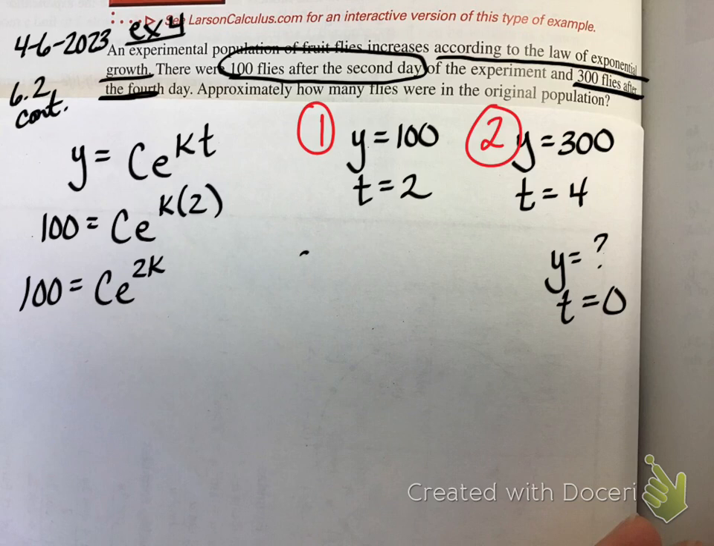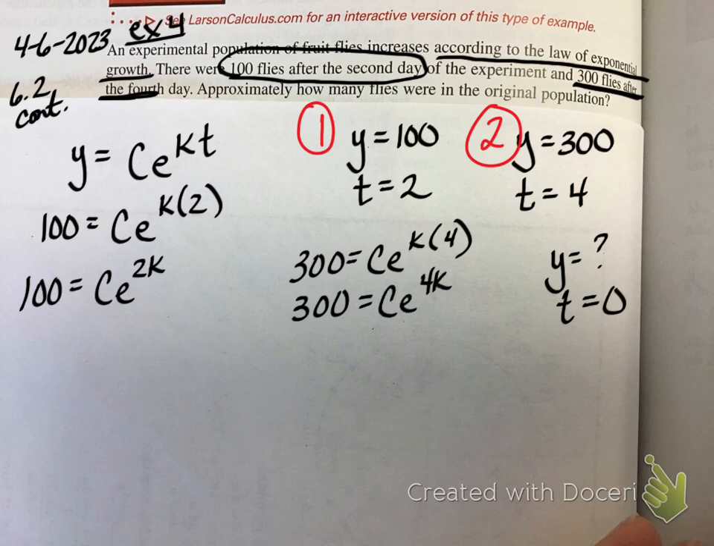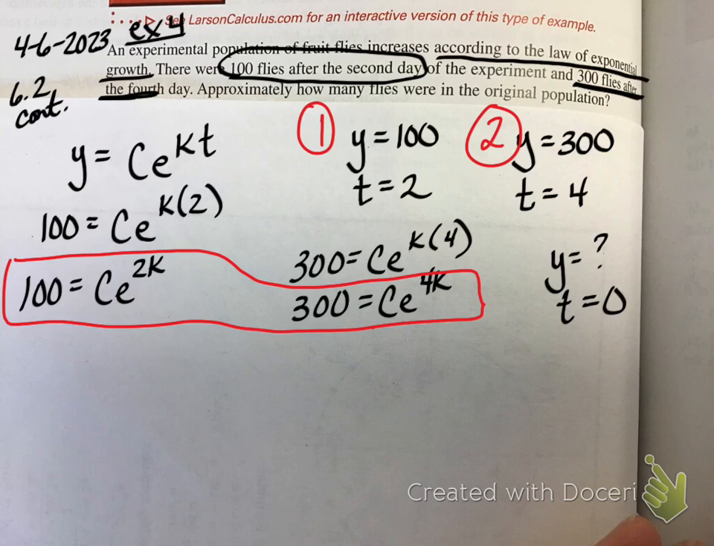So we get 300 equals ce to the k times 4. Plug it into the same equation, so we get 300 equals ce to the 4k. So I have two variables and two unknowns here. I have a system of equations right here. So I'm going to solve them using substitution or elimination. I think I will solve this first one for c. And I'm going to take it and plug it in right there.